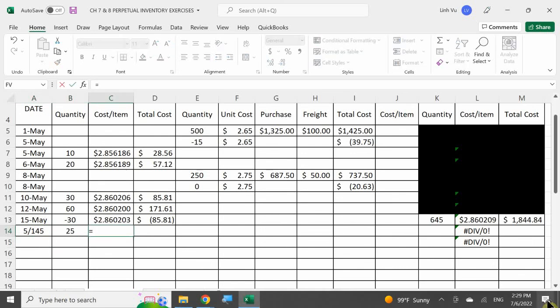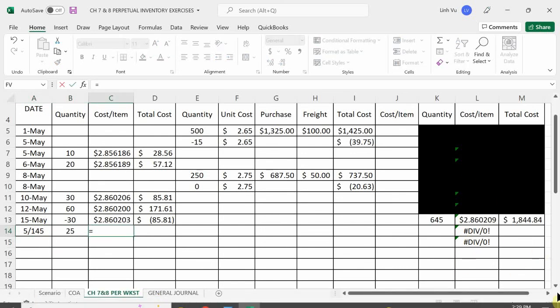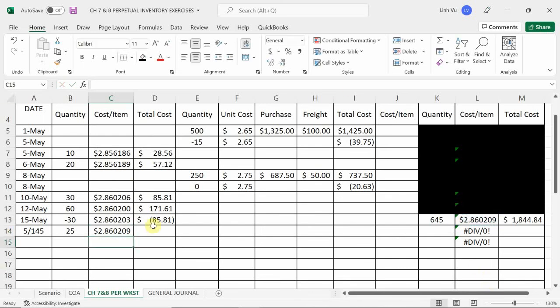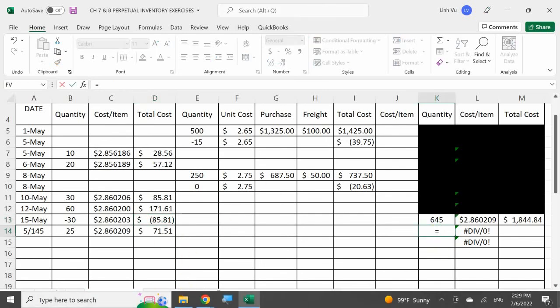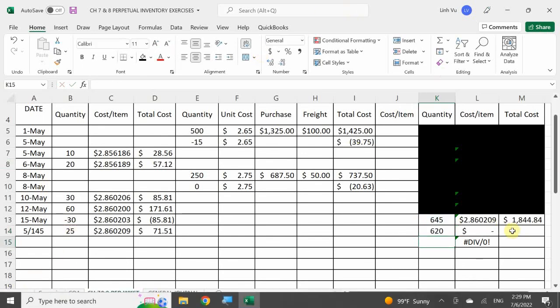So what's my average cost per item? Is that $2.860209? So that's going to give me my cost of goods sold to be $71.51. $71.51. So therefore, I'm going to update my inventory because I no longer have 25 mugs. So I should have now 620.